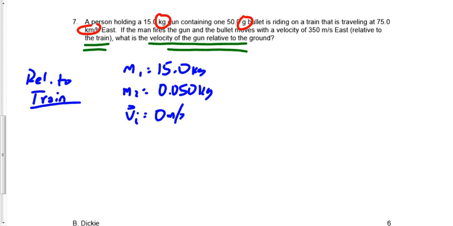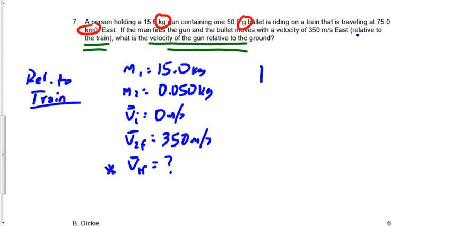Now I'm going to say V2F, that's the velocity of the bullet immediately after it's fired. V2F is, man fires the gun, bullet moves at 350 relative to the train. This is good, right? That's what I want, relative to the train. 350 meters per second. I'm looking for V1F, but I'm going to put a little asterisk beside that because what I'm going to solve for here is V1F relative to the train, and what I want is V1F relative to the ground. So don't worry about that. Get it relative to the train and then convert it to relative to the ground after the fact.